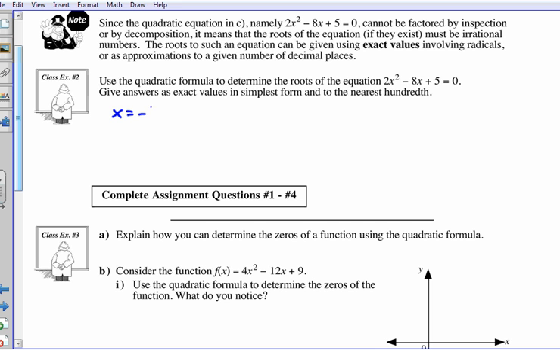So negative b plus, so actually you can see how I remember the formula. It's pop goes the weasel. X equals negative b plus or minus the square root of b squared minus 4ac all over 2a. No, it doesn't work. Watch. X equals negative b plus or minus the square root of b squared minus 4ac all over 2a.